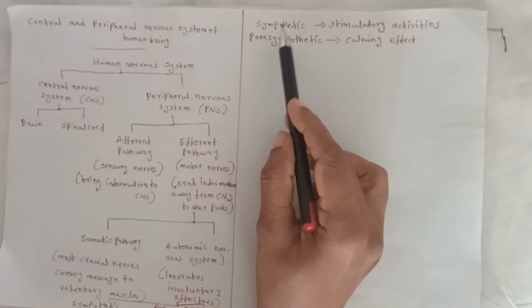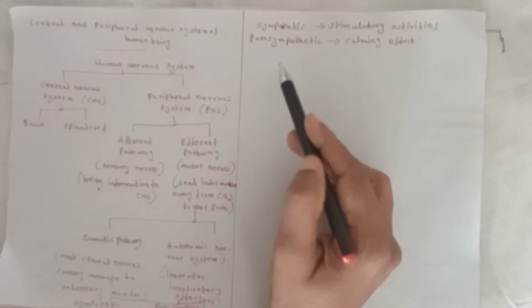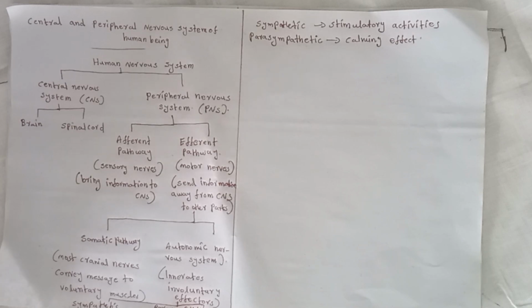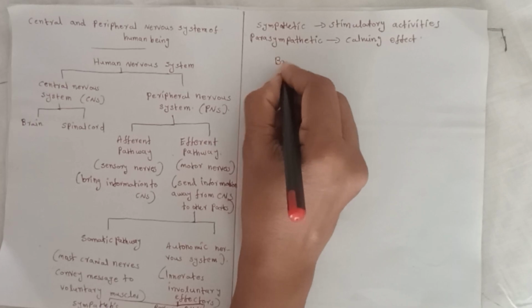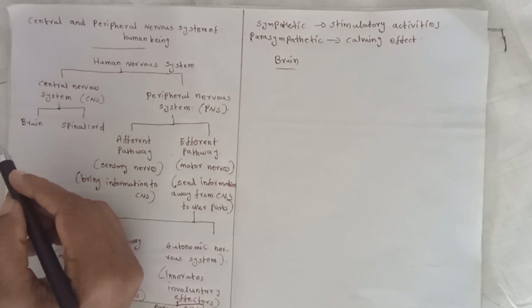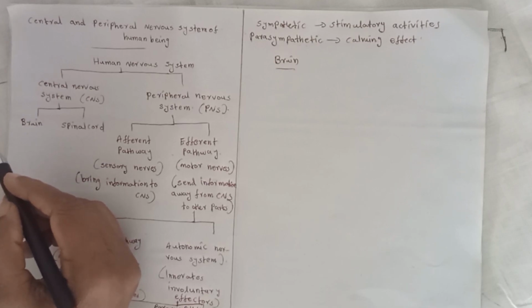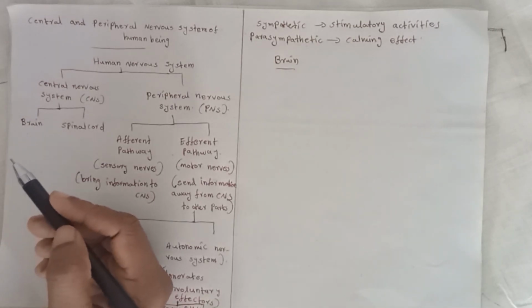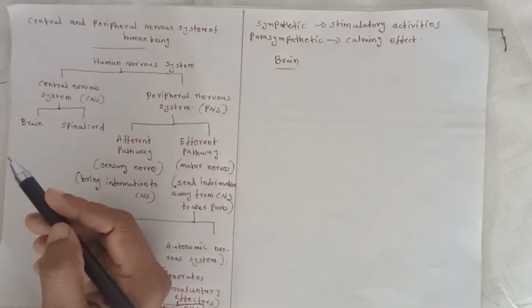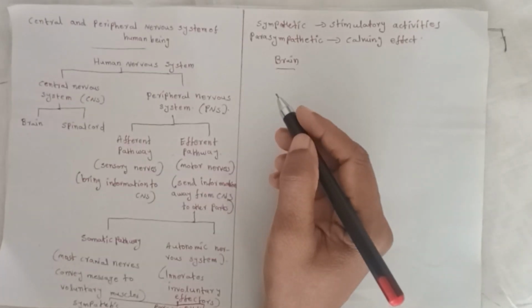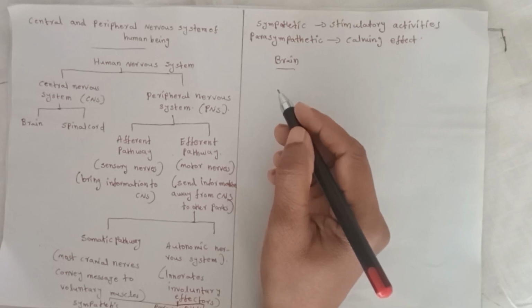We can discuss this part in detail in our session. Then the brain, which is part of the central nervous system. The brain is lodged inside the cranium, protected by 3 coverings, that is, meninges. The outer tough dura mater, the middle web-like arachnoid mater, and the inner vascular pia mater. These are the 3 layers of meninges.